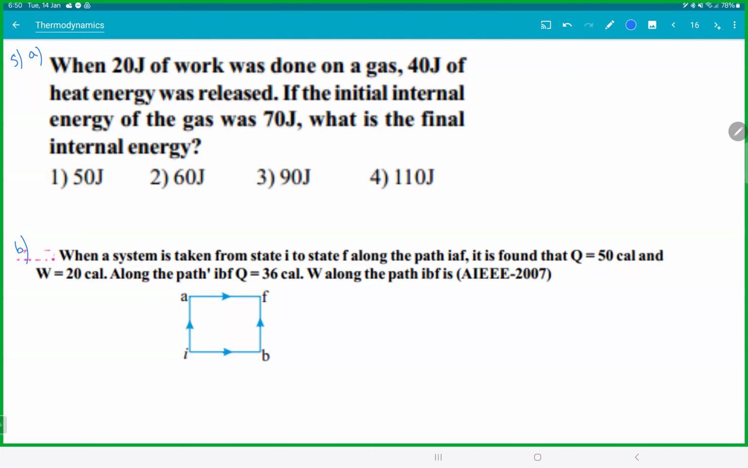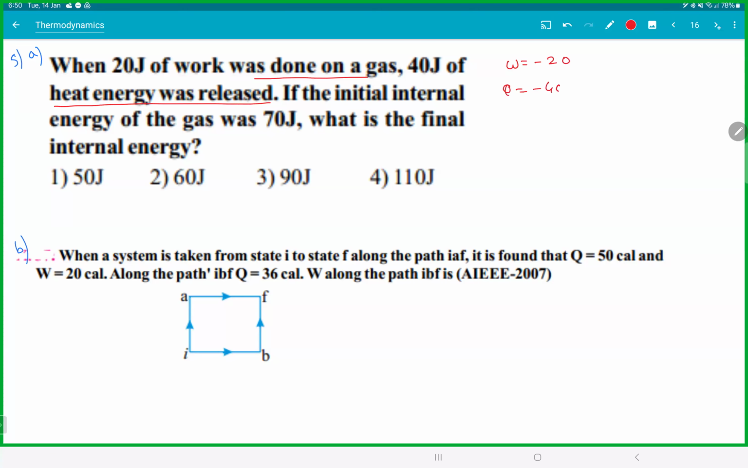Let's see. A straightforward one. Look at the first one. 20 joules of work was done on the gas. Again, remember, you're talking about a heat engine. The engine is supposed to give you work, you're not supposed to give. So work done was minus 20. 40 joules of heat was released. You don't want heat to be released, you want heat to be absorbed.